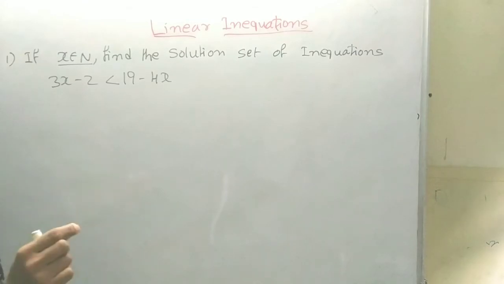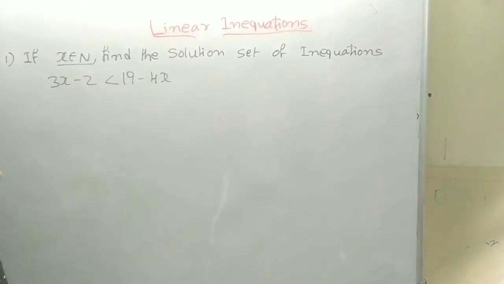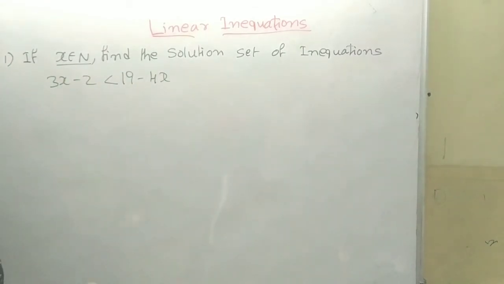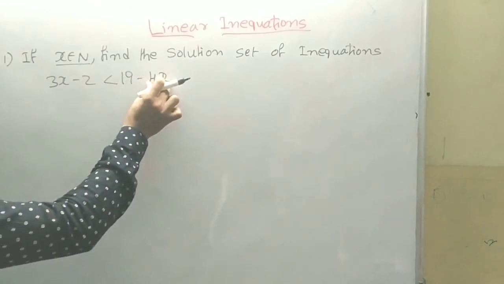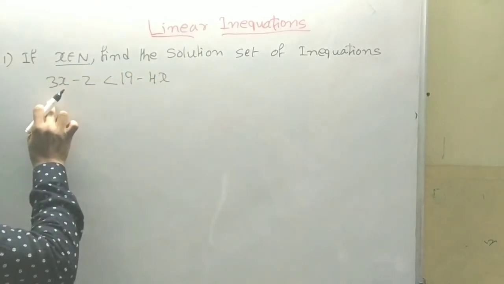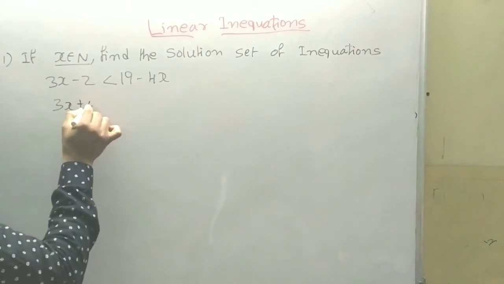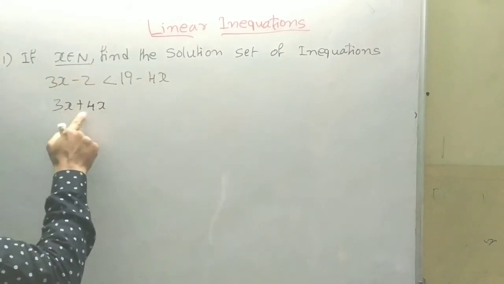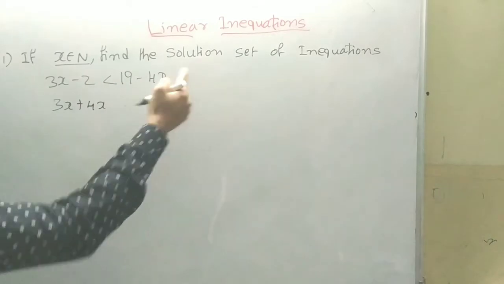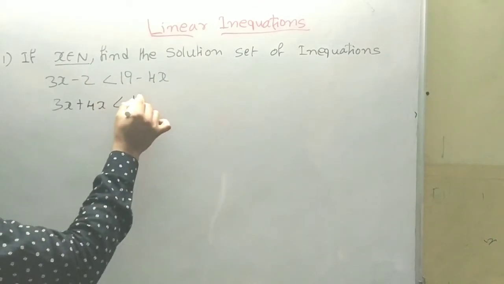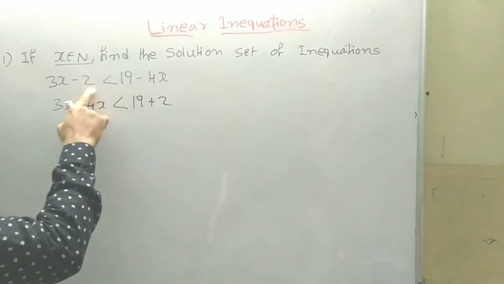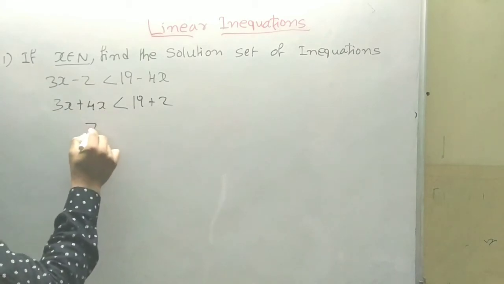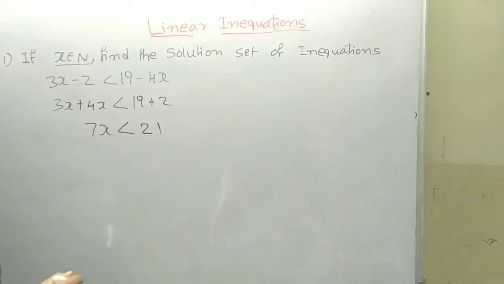To solve any inequation or equation, we bring all the variables to one side and take the constant values to the other side of the inequation. So I am going to take this minus 4x to the other side, so you will get 3x plus 4x. When you take minus 4x to the other side, it becomes plus 4x. This minus 2 I am taking to the other side: 19 plus 2. When you take minus 2 to the other side, it becomes positive. 3x plus 4x, 7x less than 21.